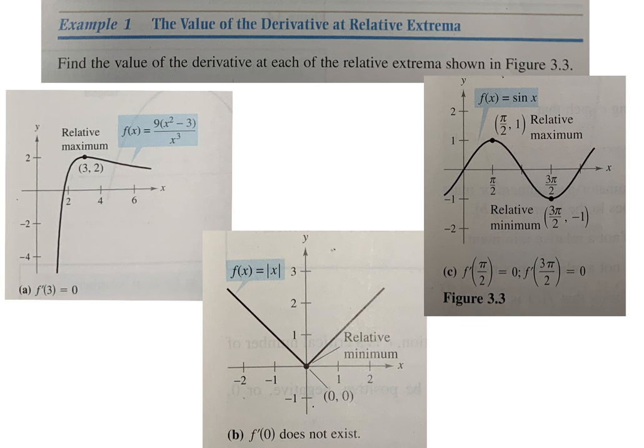It says find the value of the derivative. So the first thing we look at when we're looking at extremes is the derivative. Why do we look at the derivative? Well, you'll notice something that happens at these extremes. If I look at this first example here on page 161, I have this function. They took the first derivative, and 3 is where this turn happens. And when they took the first derivative and plugged in a 3, what answer did they get?